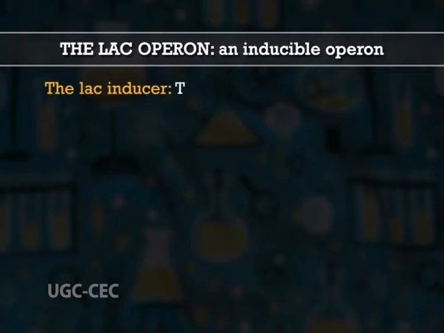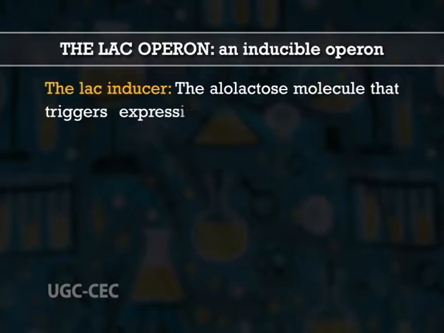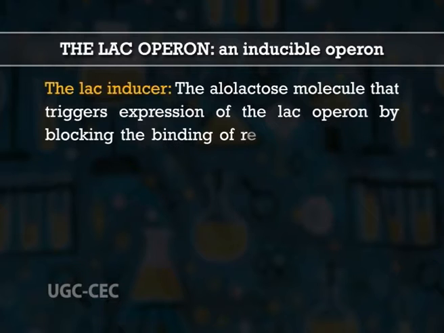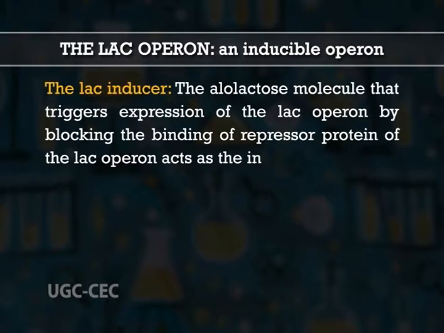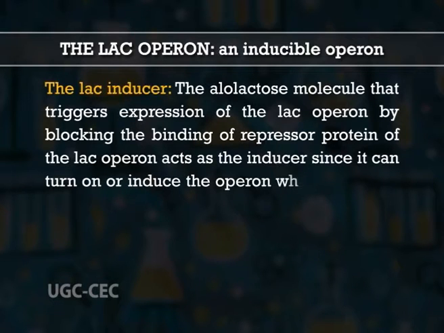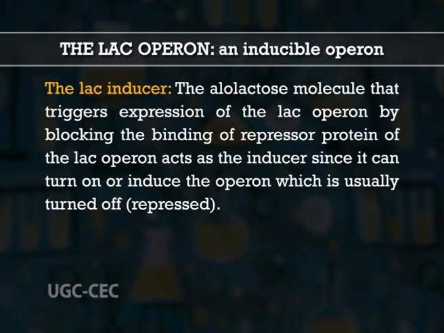The LAC inducer. The allolactose molecule triggers expression of the LAC operon by blocking the binding of the repressor protein of the LAC operon. It acts as the inducer, since it can turn on or induce the operon, which is usually turned off or repressed.